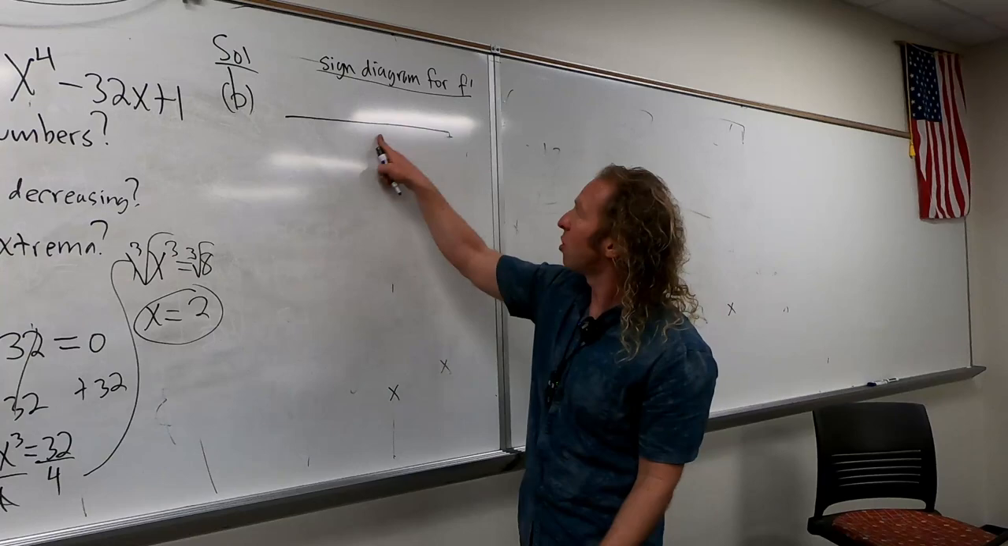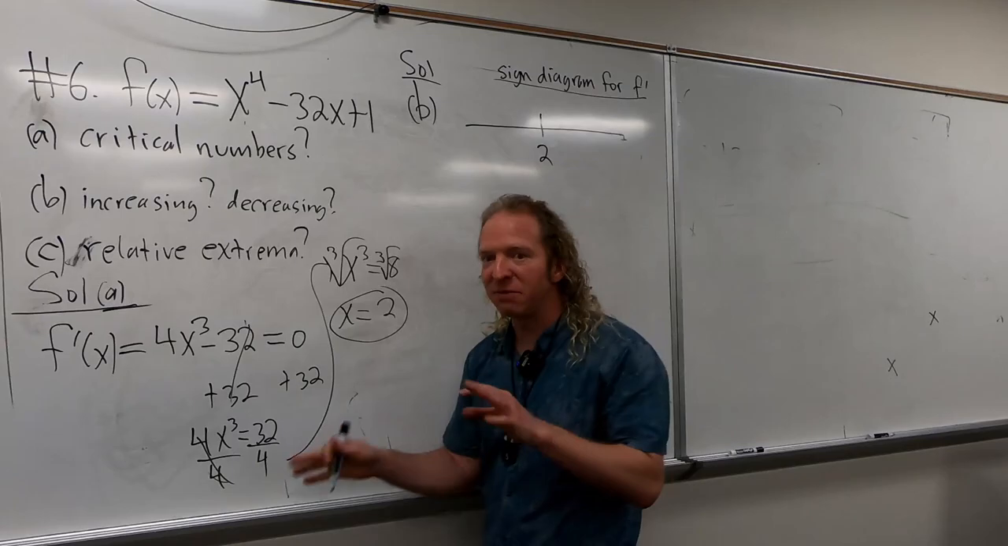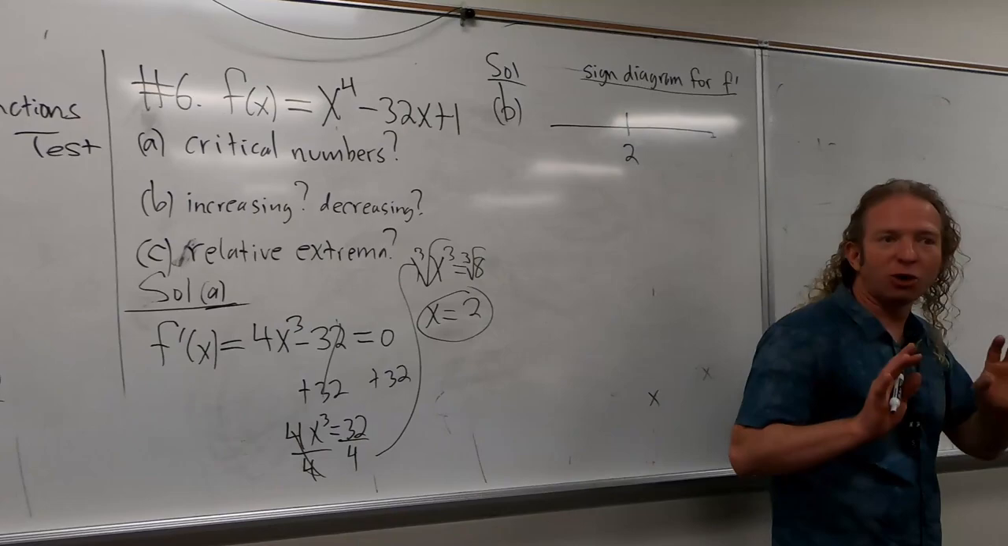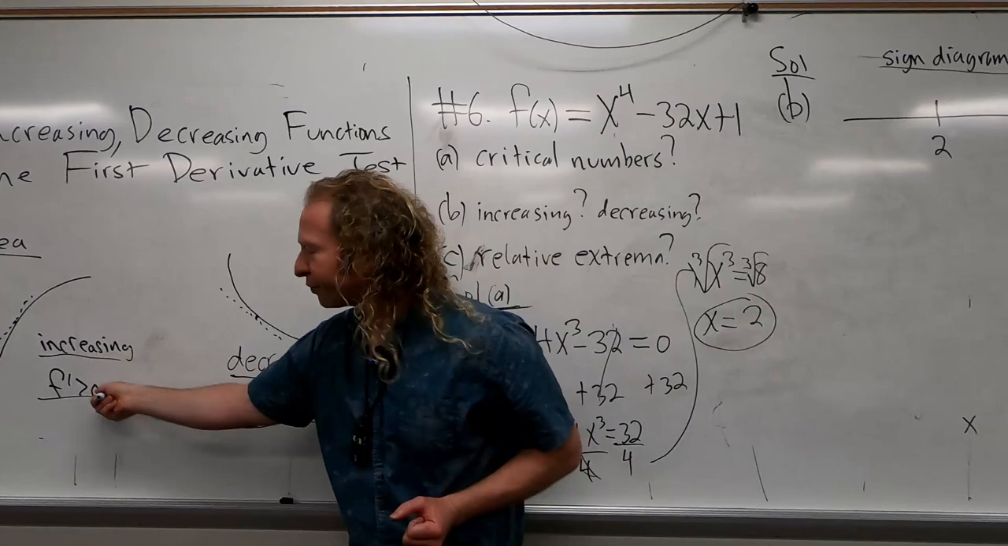So you draw a number line, and you plot your critical numbers, and any other points of interest. So like if you had a vertical asymptote, you'd have to plot it. If you have some issues with the domain, you have to be aware of that. Say the domain is 0 to infinity, then you put a 0 here. If you have a vertical asymptote at 3, you put a 3 here. So any domain issues and critical numbers. And then you pick test points, and you plug them into the first derivative. If the first derivative is positive, it's increasing. If the first derivative is negative, it's decreasing.